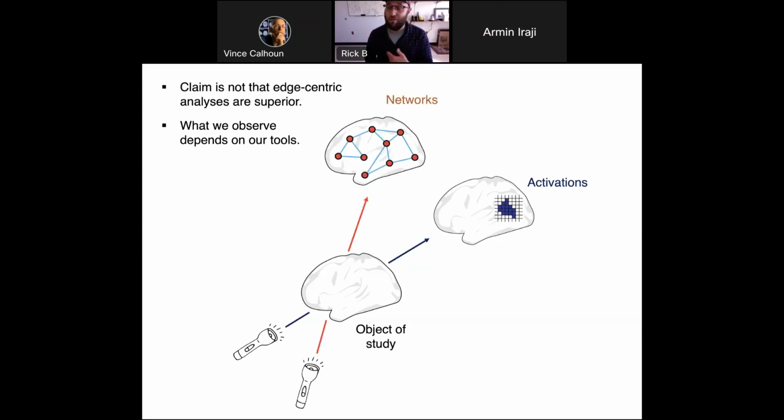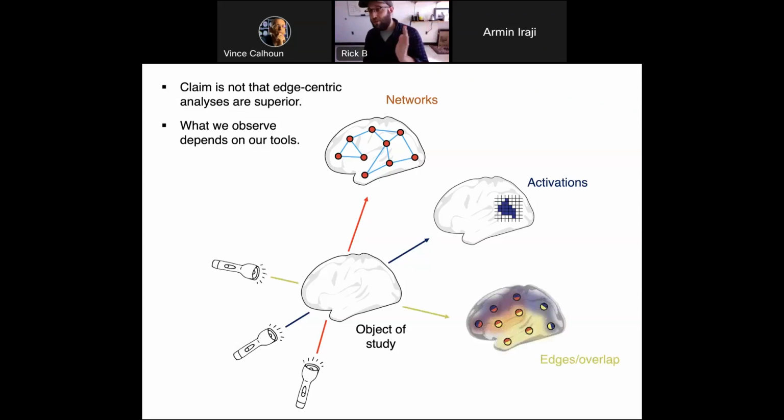But occasionally we can learn something additional by shining a network perspective at it and looking at the shadows that emerge. And my hope, and this is how I see the edge-centric approach, is that it's going to create its own shadow. When we analyze a brain with the edge-centric perspective, it might have some unique contributions as well. I'm not claiming that those supersede network-based approaches or activation-based approaches or ICA-based approaches, you name it, only that it is a complementary tool that occasionally can, I think, contribute some unique insight.